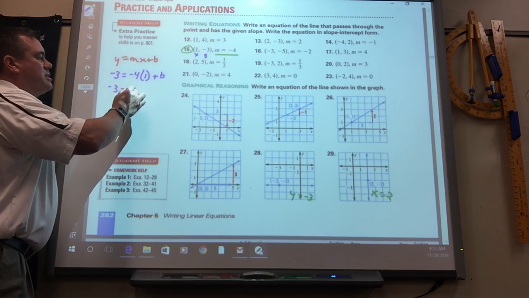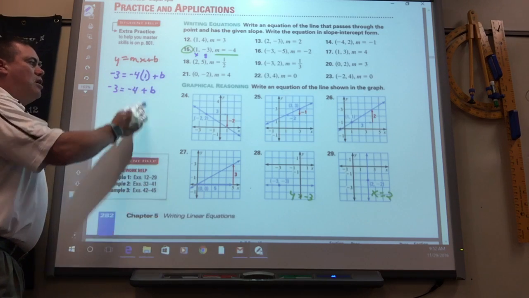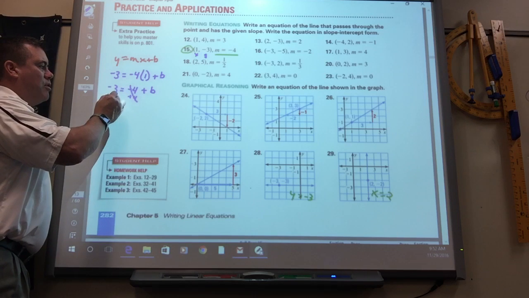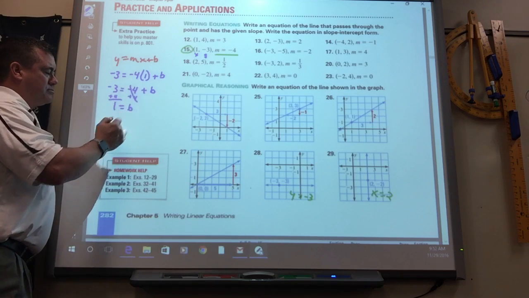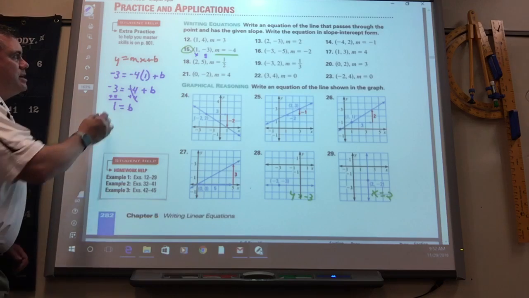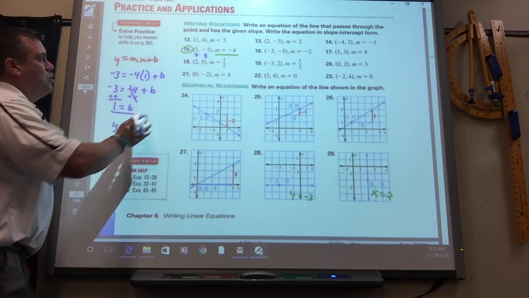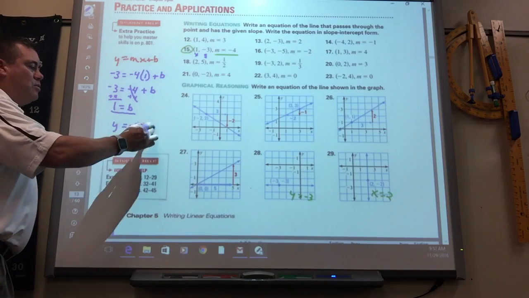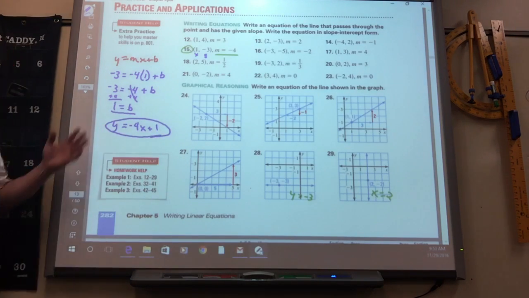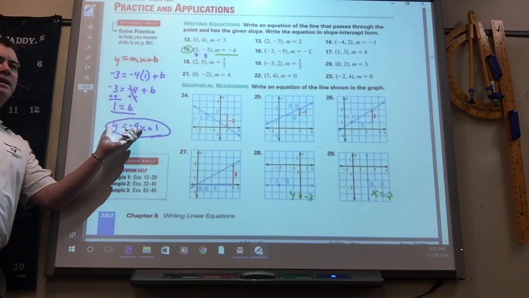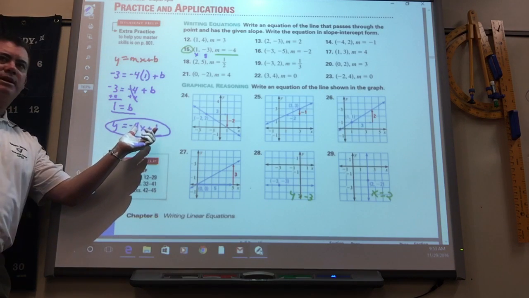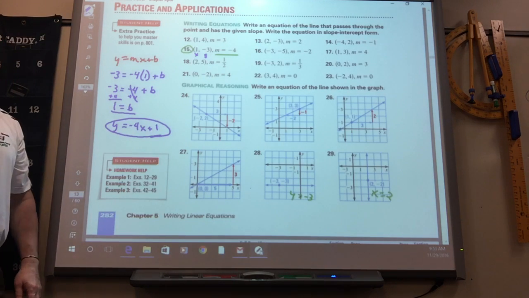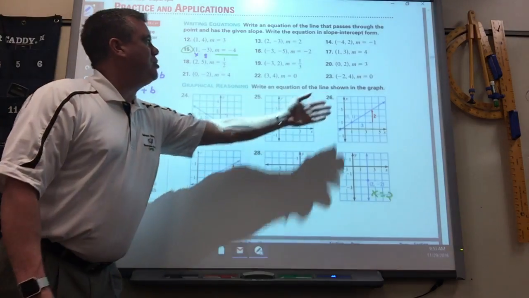Negative 4 times 1 is negative 4. So all we got to do to get the B by itself, to figure out what it is, add 4 to get rid of the negative 4. You get 1 equals B. So the equation then is Y equals MX plus my B, which I just figured out. Remember, in your equation, there'll always be the Y and the X, and there'll always be a number in front of the X and a number added or subtracted, unless there's zeros. So that's how you do all these.